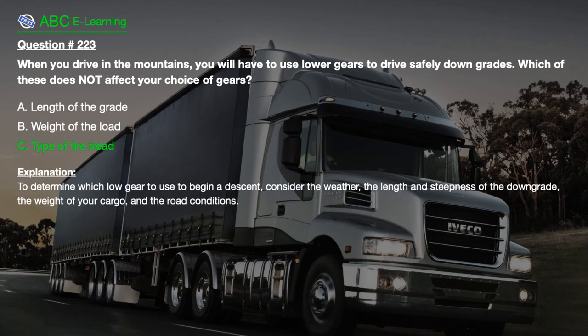The correct answer is here, C. Type of tire tread. Explanation. To determine which low gear to use to begin a descent, consider the weather, the length and steepness of the downgrade, the weight of your cargo, and the road conditions.